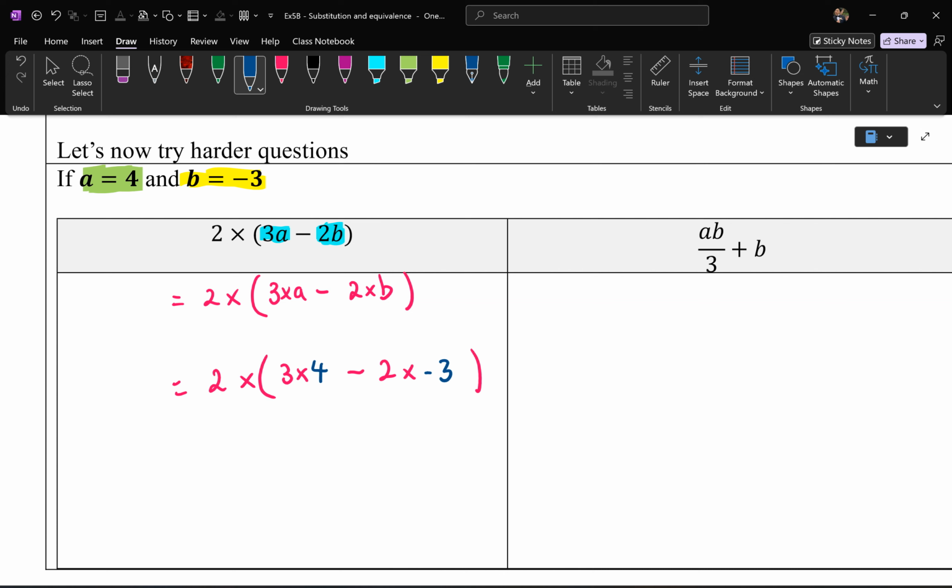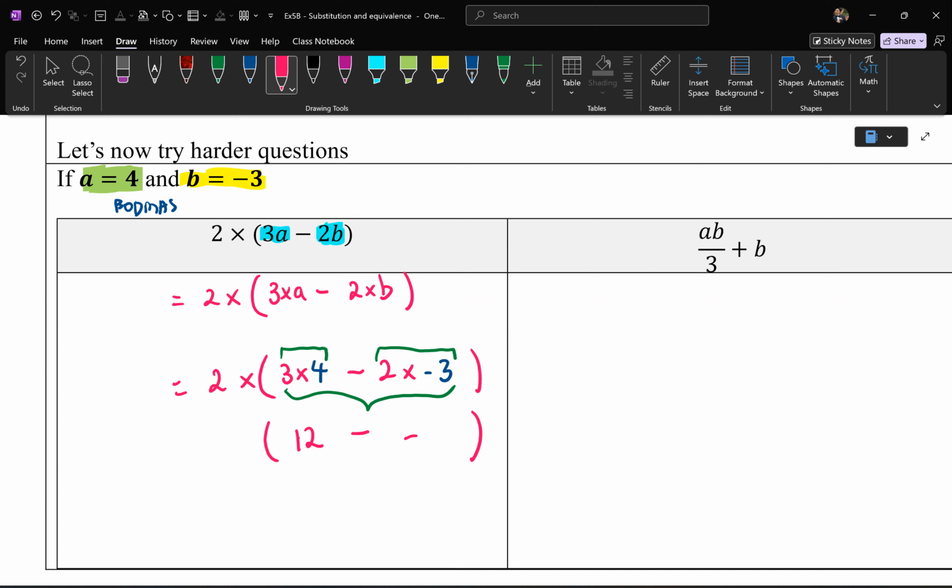Up to this step, that's your 5B skills. The next question is whether you can actually solve this bit correctly. BODMAS. Which one comes first? Brackets. So inside the brackets, which one do you do second now? Multiplication. So you must do 3 times the 4 and 2 times negative 3 first. Okay, that's a subtraction. So 3 times 4, what's 3 times 4? 12, good. Minus, be careful here, what's 2 times negative 3 again?